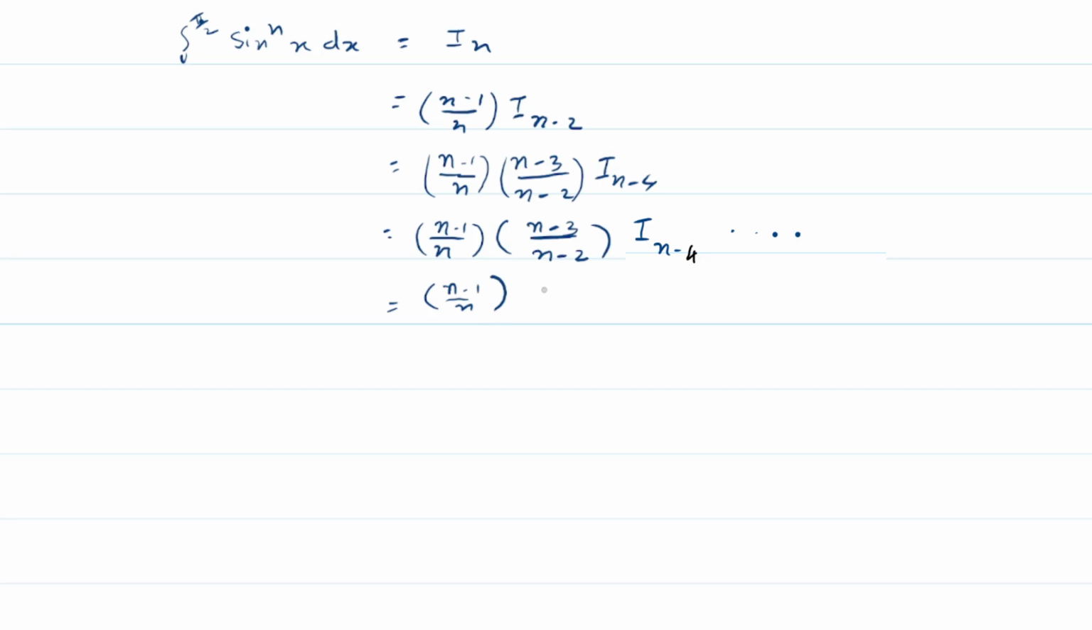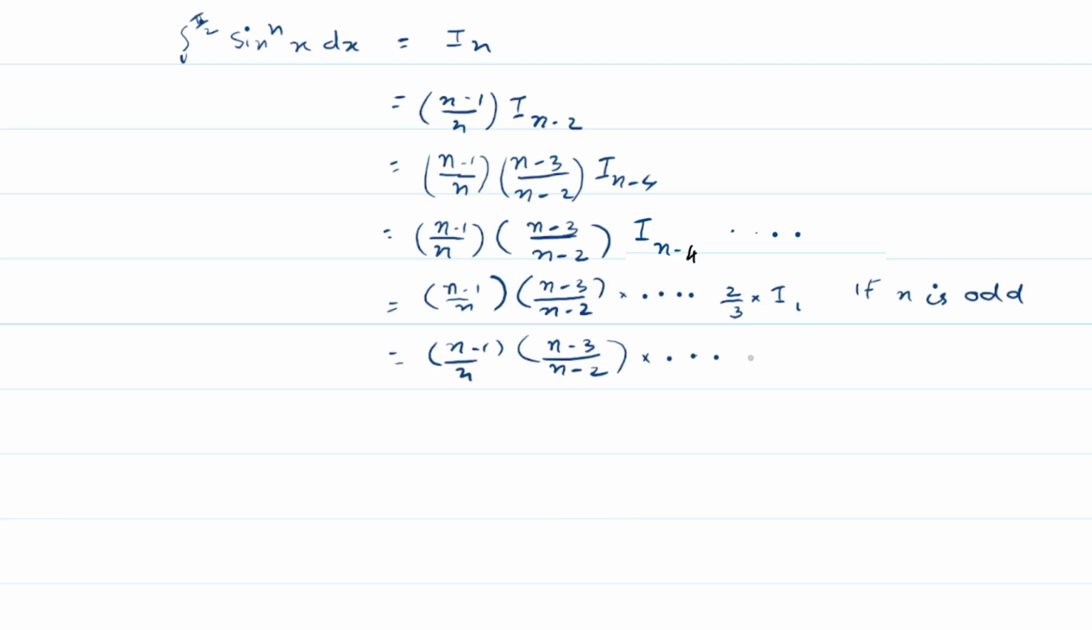We will repeat the step like this: n minus 3 divided by n minus 2, etc., multiplied by the last term, which will be 2 by 3 into I1 if n is odd, and equal to n minus 1 by n, n minus 3 by n minus 2, multiplied by the last term, which will be 1 by 2 into I0 if n is even. This is the formula.